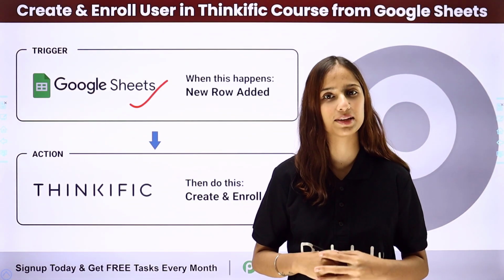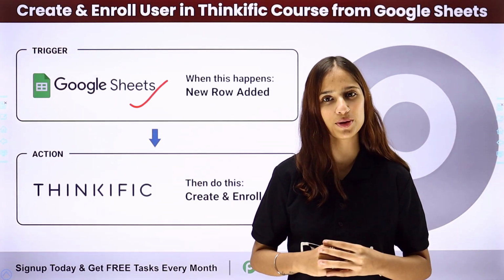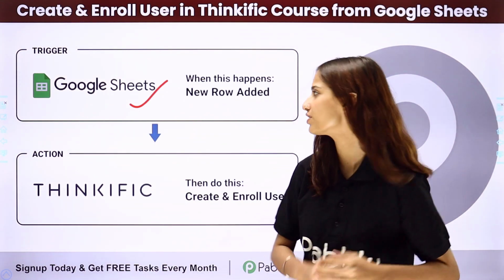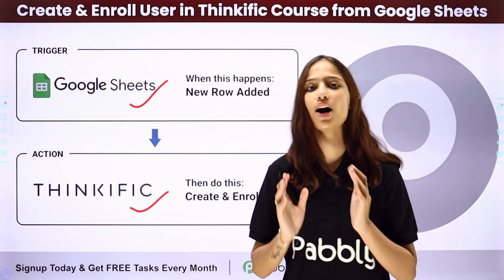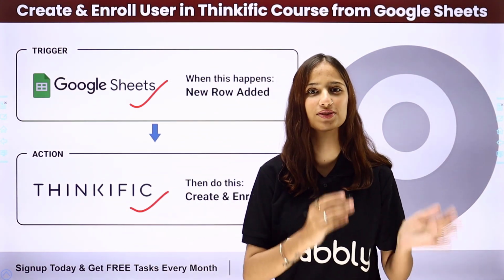So how will I set up this integration? For that, we will be using Pabbly Connect, where the trigger application will be Google Sheets and the action application will be Thinkific. To learn how we set up this integration, follow me through the screen.